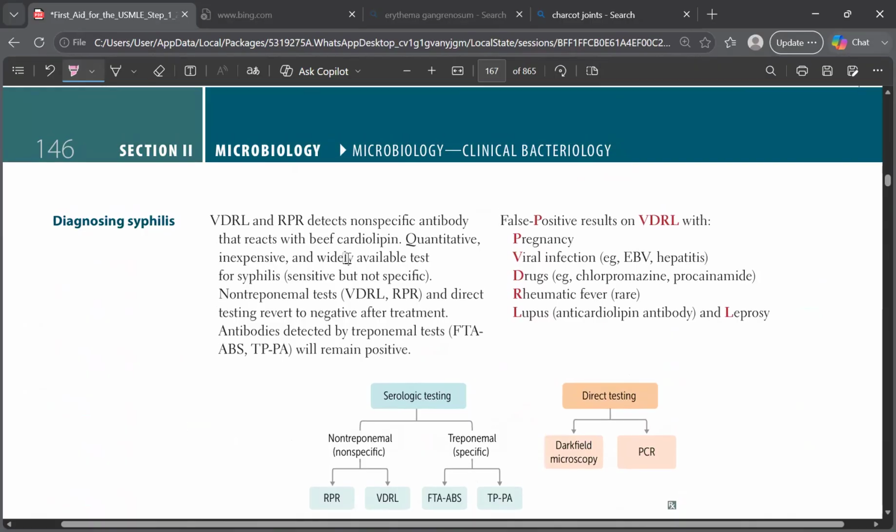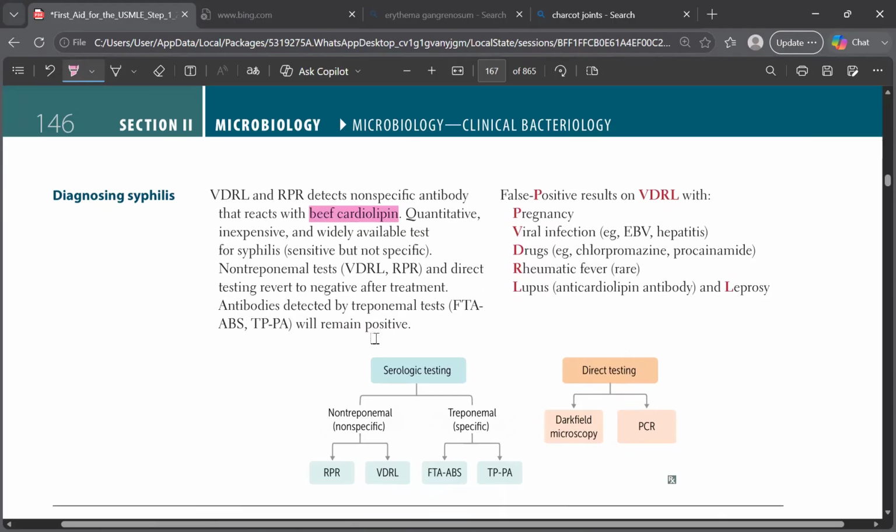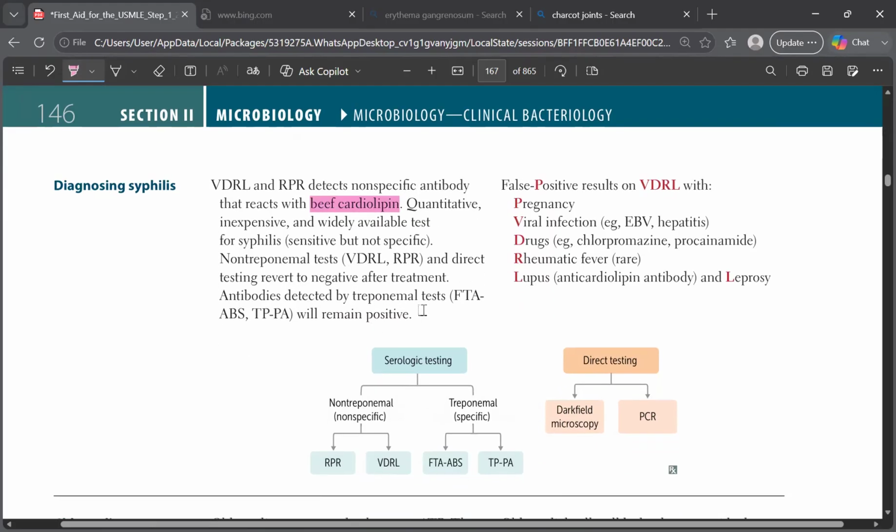VDRL and RPR detect non-specific antibody that reacts with beef cardiolipin. Quantitative, inexpensive, and widely available tests, safe, sensitive but not specific. Non-treponemal tests, VDRL and RPR, revert to negative after treatment. Antibodies detected by treponemal tests, FTA-ABS or TP-PA, will remain positive.